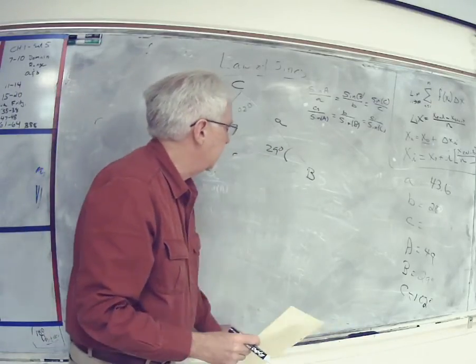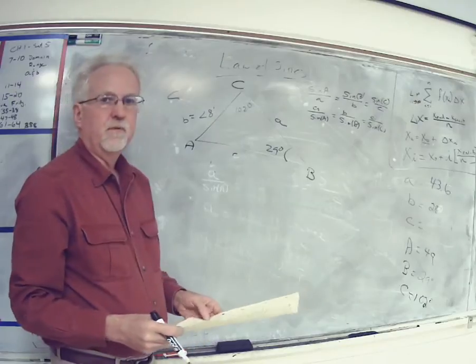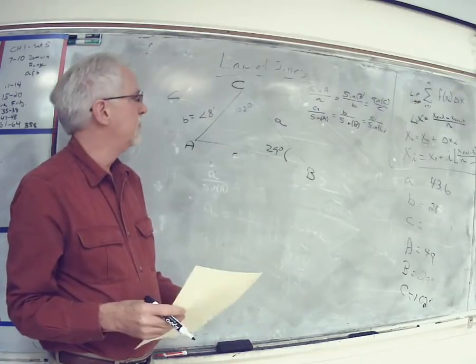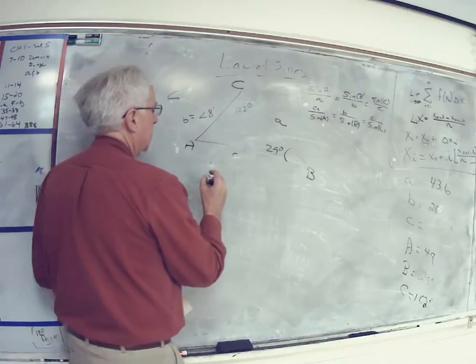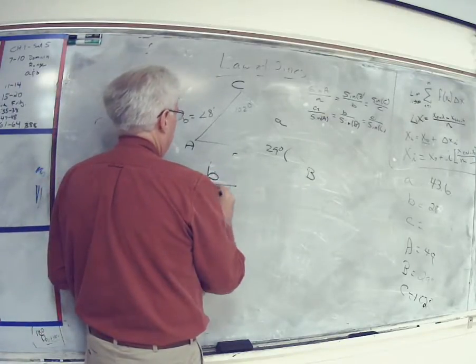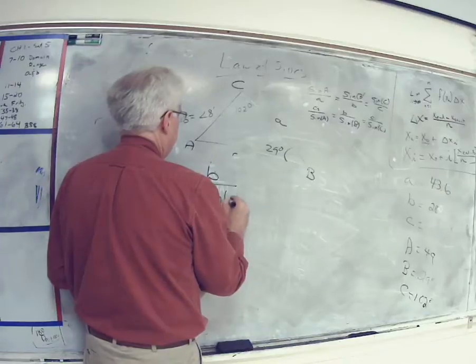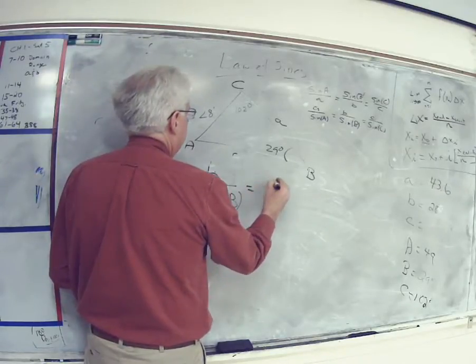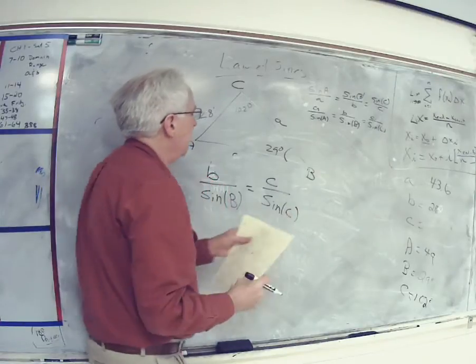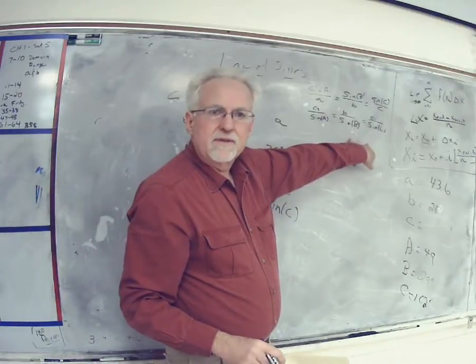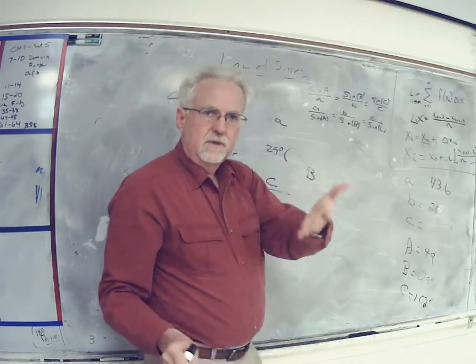Little c. Okay, Catherine, tell me what you would write down to figure out little c. I would write b over sine of B equals c over sine of C. Okay, you just pick the little part out of this that you need. You don't have to use the whole thing, right?